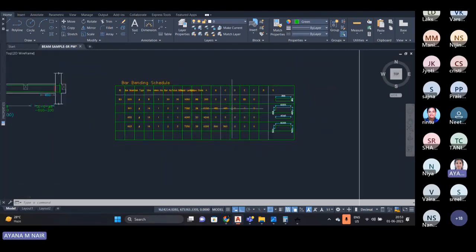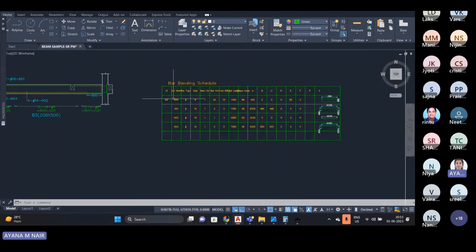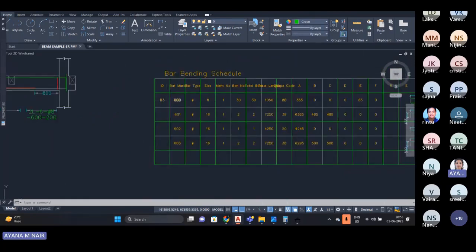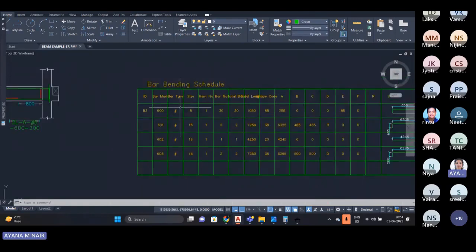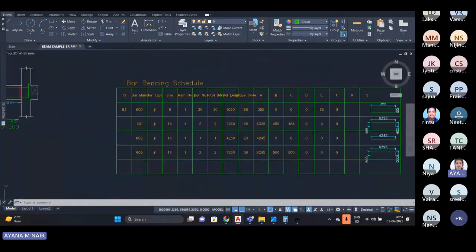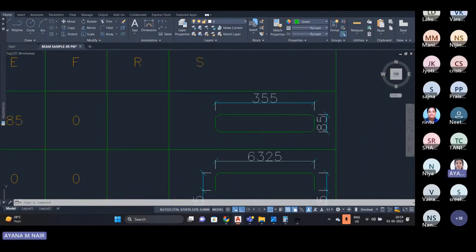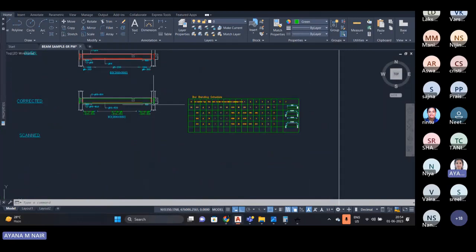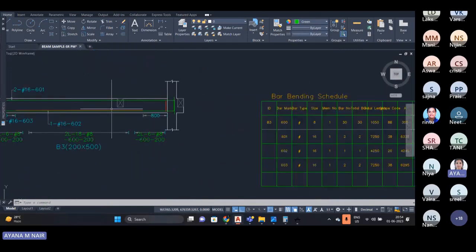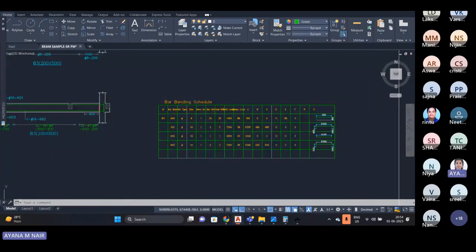So the scanning is completed. From this table, you can clearly see that this 600 denotes the stirrups. Here the size of the stirrup is 8 mm and the bar number 30. And we have the shape code here. So this is the shape code for the stirrup. Similarly, we have the top and bottom bars as 601 and 603.